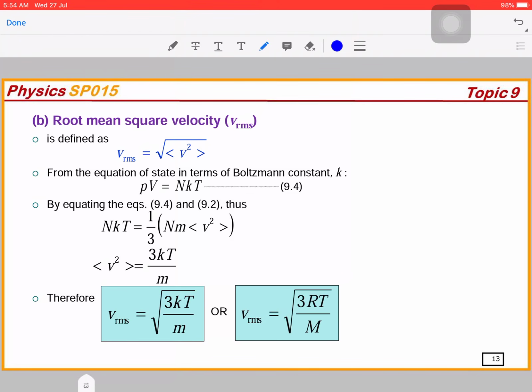Next, we look at root mean square velocity, Vrms. Okay, so basically Vrms is this one. We have root, so this is root. Okay, then we have mean. Okay, then we have square. Okay, so that's how we get our name. Root mean square.